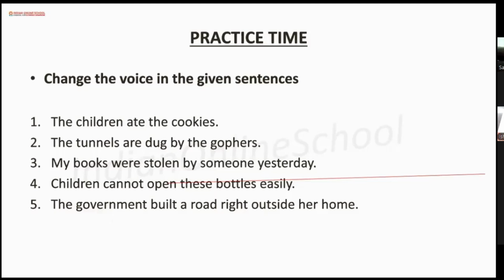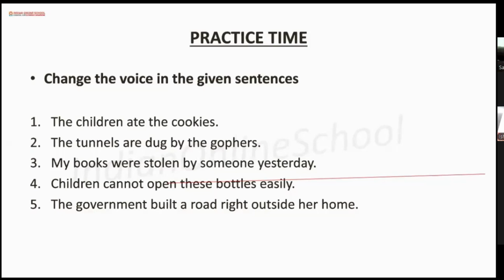Okay. Very good. The next one is: children cannot open these bottles easily. So these bottles will come first. These bottles cannot be opened easily by children.